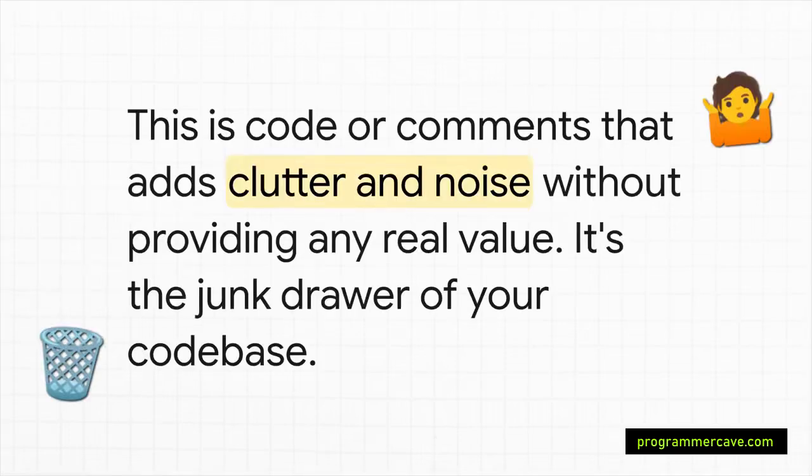Our 4th category is for all the stuff that just doesn't need to be there. We call them the dispensables. This is code or even comments that just adds clutter and noise without providing any real value. It is quite literally the junk drawer of your code base.